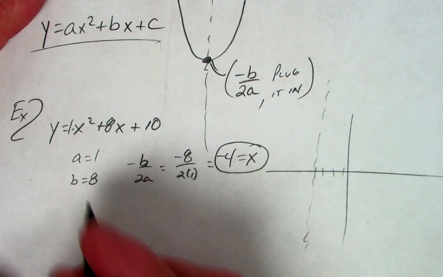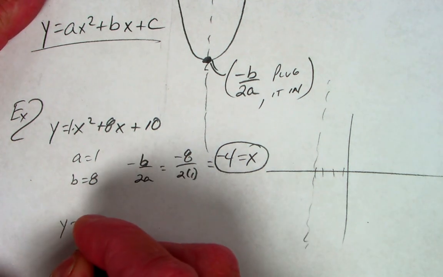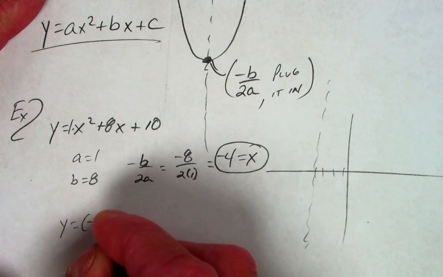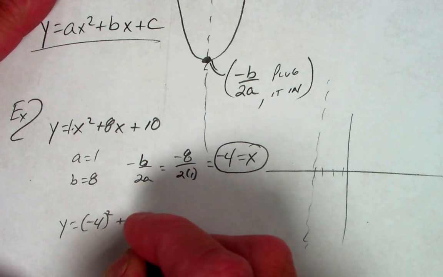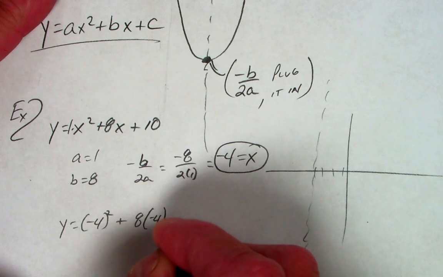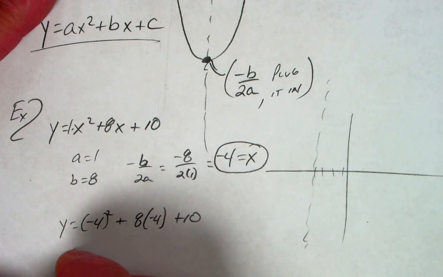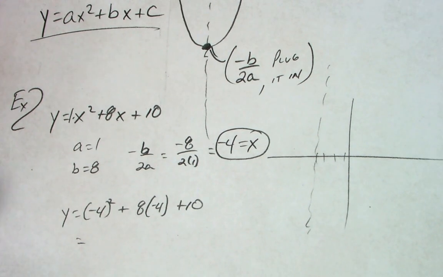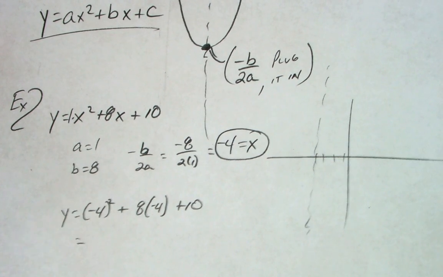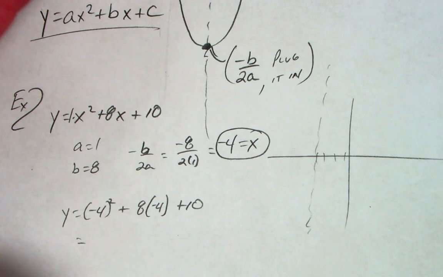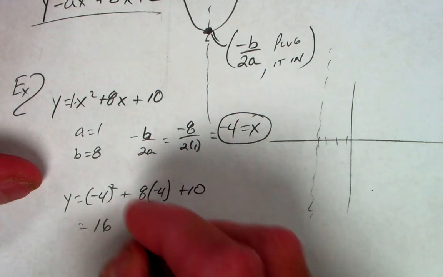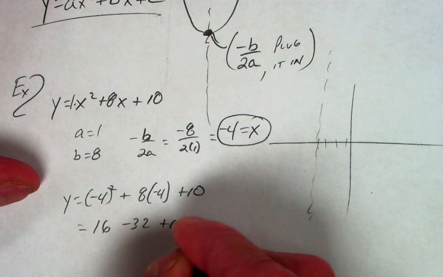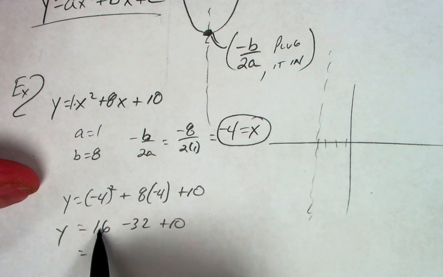So here we go. y equals negative 4 squared, and I'm a big fan of writing this out. Yeah, I can do some things in my head, but I still go ahead and write some things out. Plus 8 times negative 4 plus 10. And I hope we can all do this without our calculator. If not, we'll work at it and get better. Negative 4 squared. Help me out. 16. 8 times negative 4. Negative 32. Good. Plus 10. So I get a positive 26.